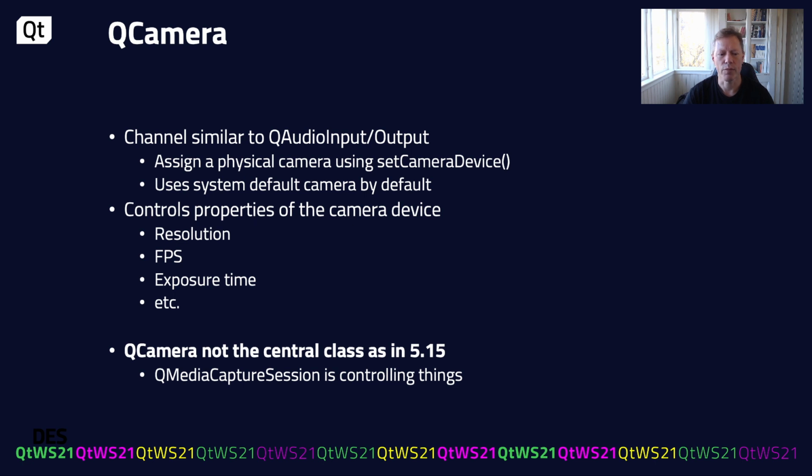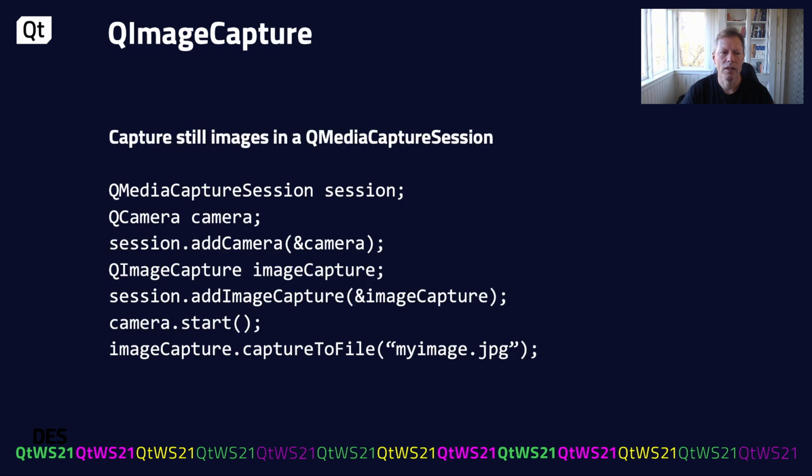But remember, it's not the central class as in 5.15. It basically only controls the camera properties itself. And QMediaCaptureSession is the class that's controlling the whole capture process. You can then also combine that with a QImageCapture object to capture still images. So take a QImageCapture object, basically connect that to the media capture session, and then capture still images.